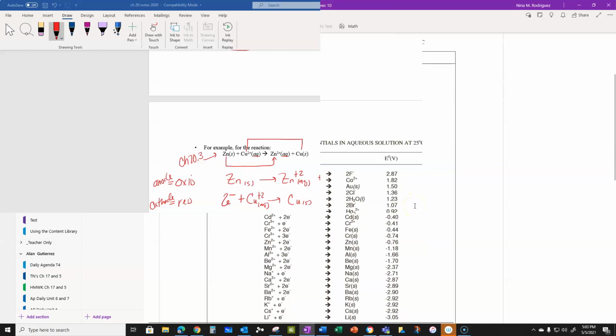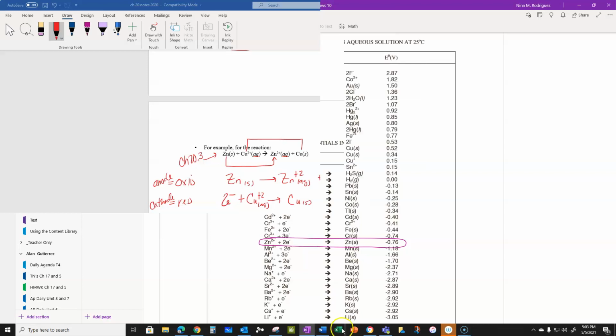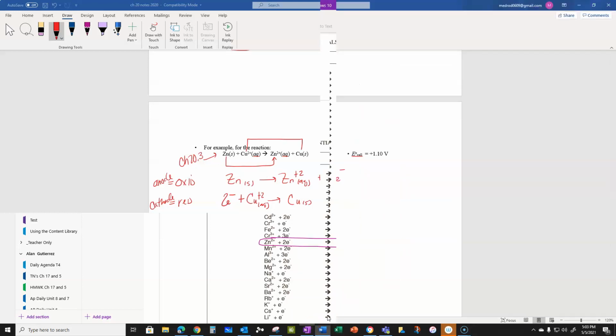So we're looking for the zinc right here. We're looking for him and his standard, which means 25 degrees Celsius, 1 atm, 1 molarity, okay, all of that is for these values. That value right there is negative 0.76. So negative 0.76, and this is big V, volts.